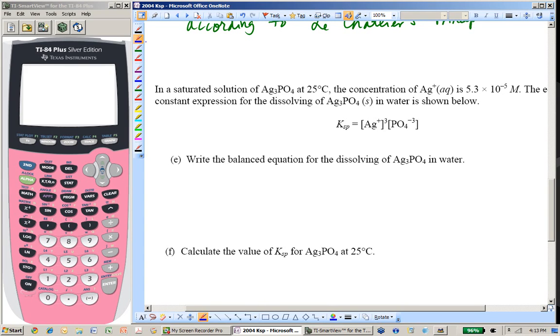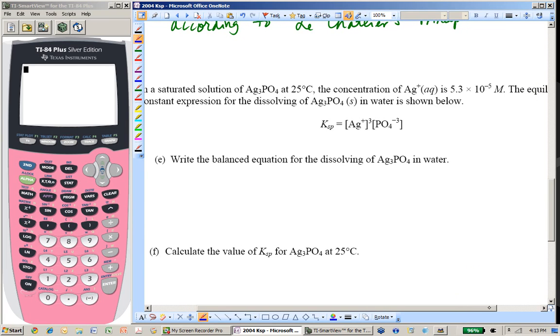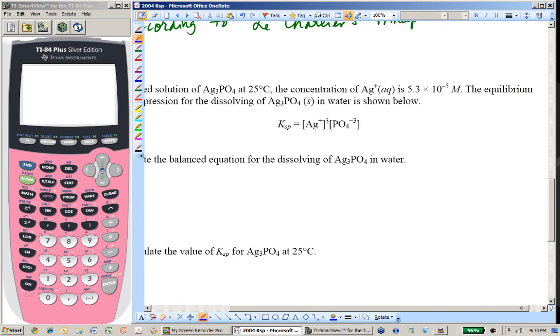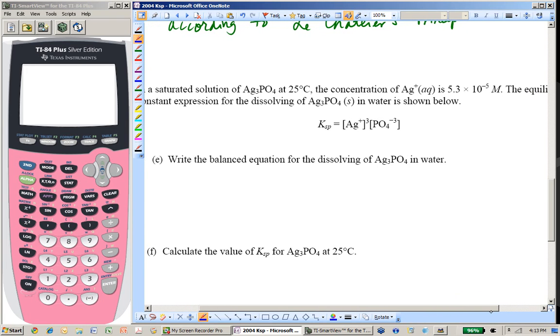In a saturated solution of silver phosphate, the concentration of silver ion is 5.3 times 10 to the minus 5. The equilibrium constant expression for the dissolving of Ag3PO4 solid in water is shown below. Write a balanced equation. Wow, this late in the problem you get a pity point. Ag3PO4, didn't have to figure that out. They told me. That's my solid. Do the stoich. 3, hence the 3 right there.